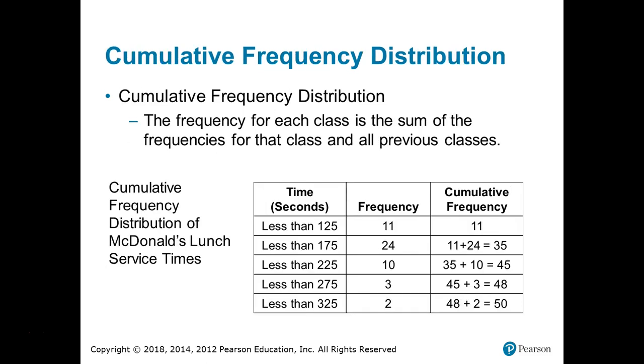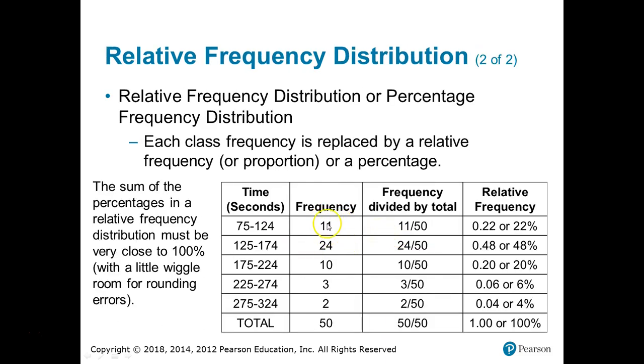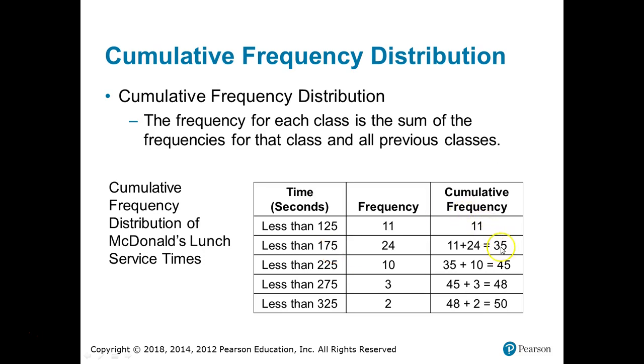Cumulative frequency distribution is that the frequency for each class is the sum of all frequencies for that class and all previous classes. So with this, well, let's look at the first one. How many data values are less than 125? Well, there's 11. All of these ones are less than 125. How many are less than 175? Well, it's going to be 11 plus 24, which gives me 35.